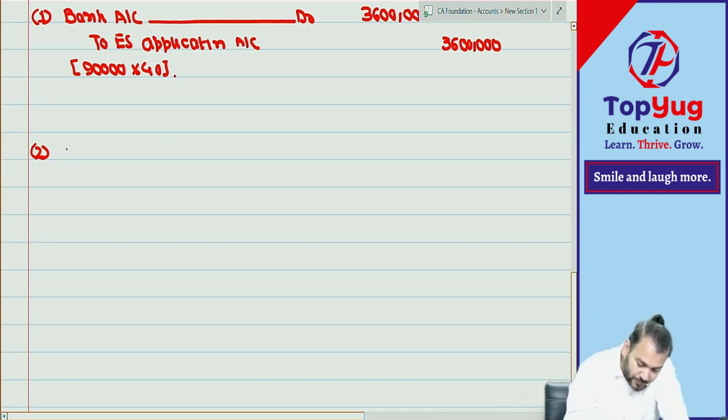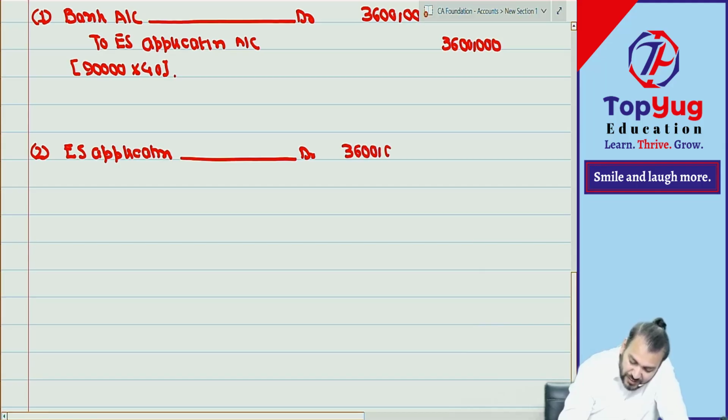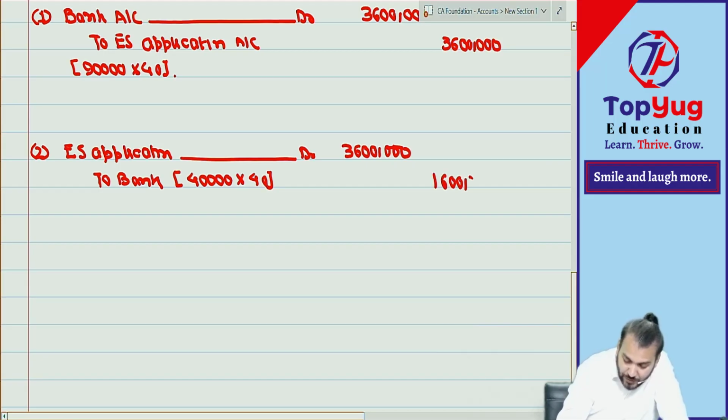Then second, equity share application, how much? 36 lakh. Plus how much refunded to bank? It is 40,000 into what? 40 only. So how much refunded? And the balance will be transferred to equity share capital and securities premium. Very good. So two: equity share capital and securities premium.